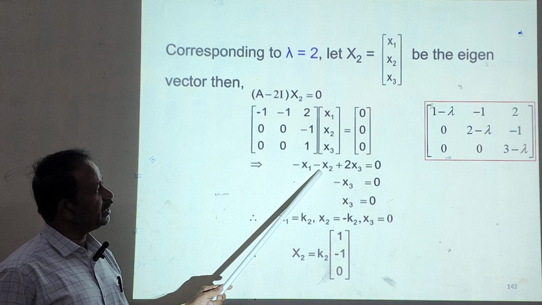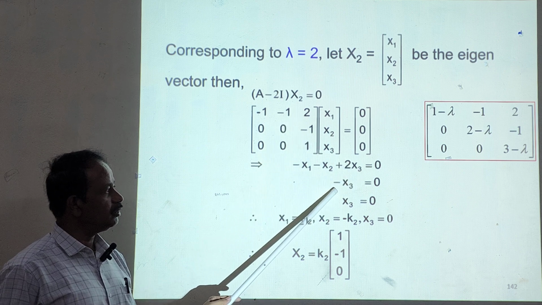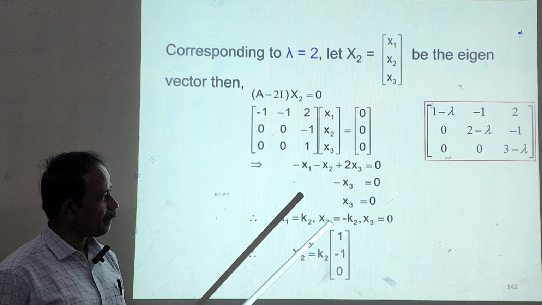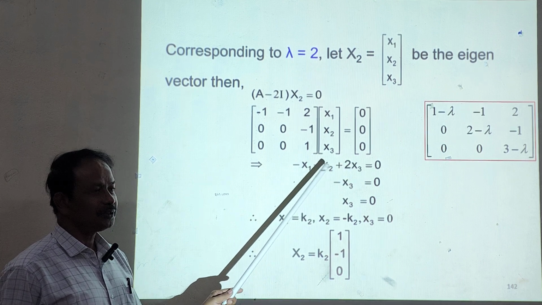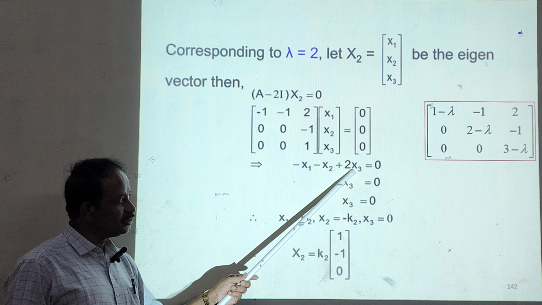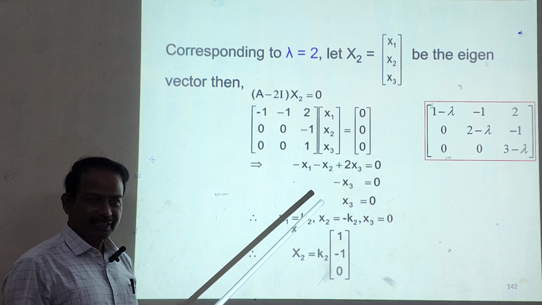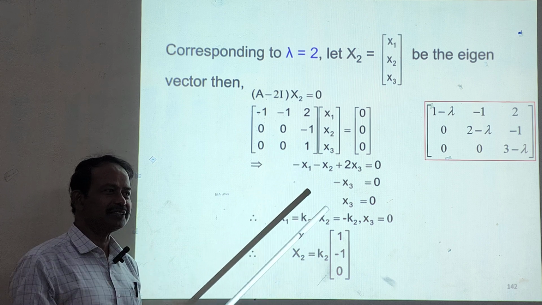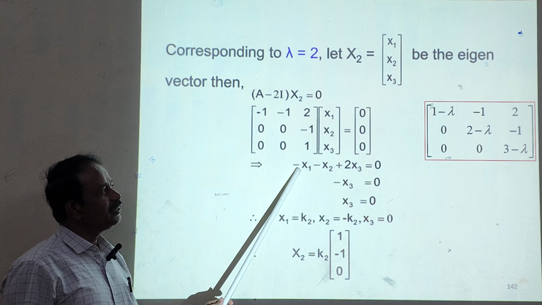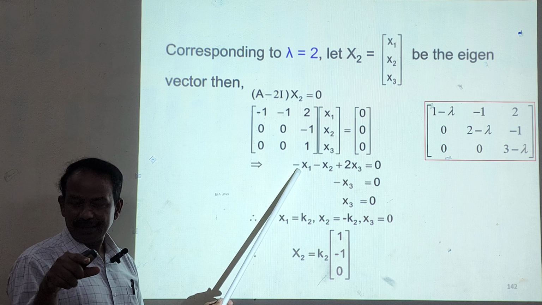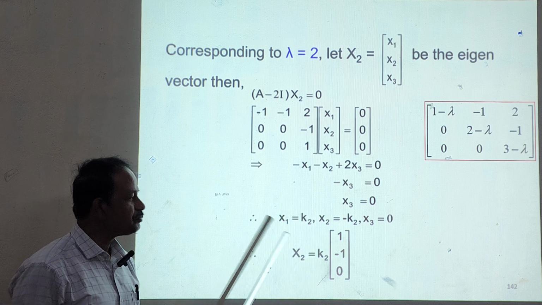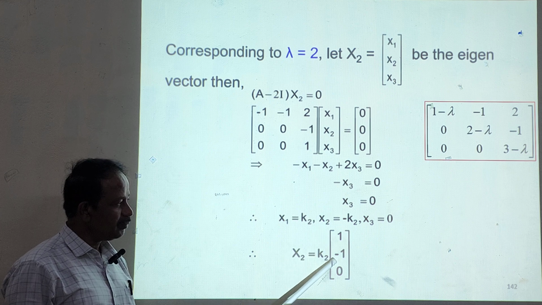The first equation will be minus x1 minus x2 plus 2x3 equal to 0. The second equation gives minus x3 equal to 0, which implies that x3 equal to 0. So if x3 equal to 0, you have minus x1 equal to plus x2, correct? We have already found x3 equal to 0, so substituting here, we have minus x1 equal to plus x2, so x1 equal to minus x2. If x1 equal to 1, x2 will be minus 1. If x2 equal to 1, x1 will be minus 1. We can write either way. I repeat, you have minus x1 equal to plus x2, so if x1 equal to 1, x2 will be minus 1. Is it okay? So X2, the eigenvector, is 1, minus 1, 0.